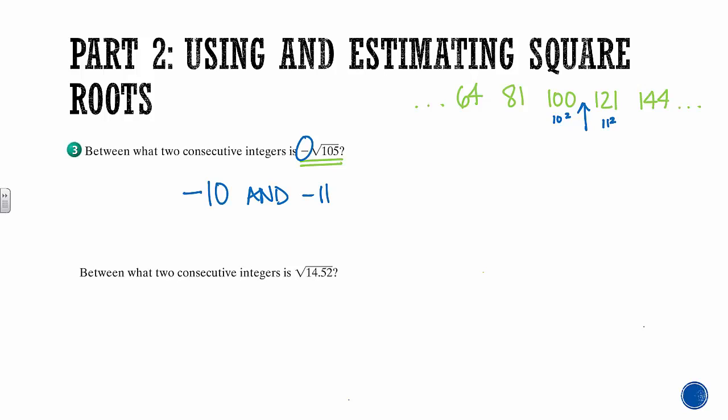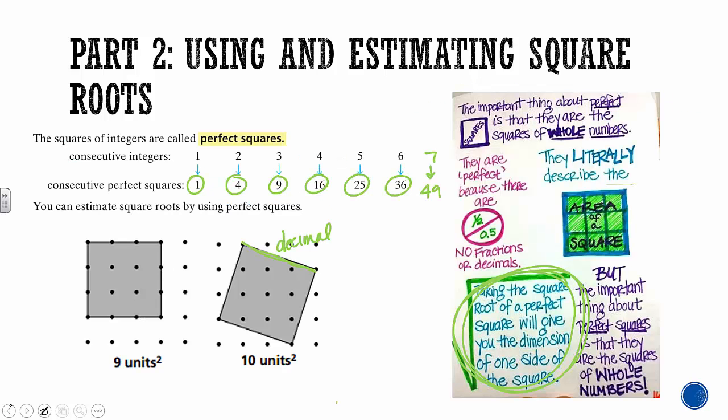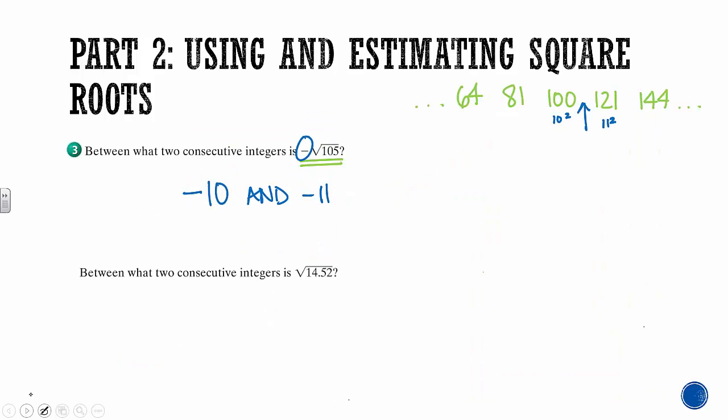Between what two consecutive integers is the square root of 14.52? So let's go back to these ones right here. 14.52 would be right here. So if we want to take the square root of this number, our answer is going to be somewhere in between the numbers 3 and 4. And you can type this in your calculator to check, but you should be able to figure out where it's going to be without your calculator.